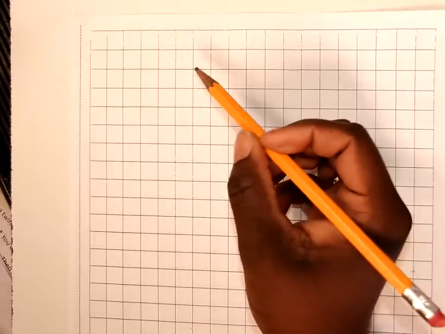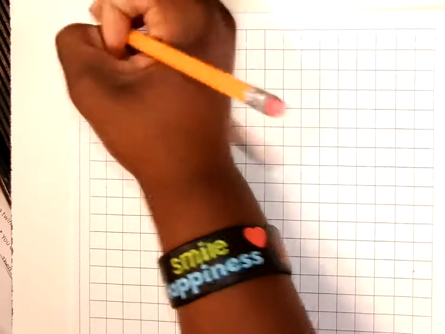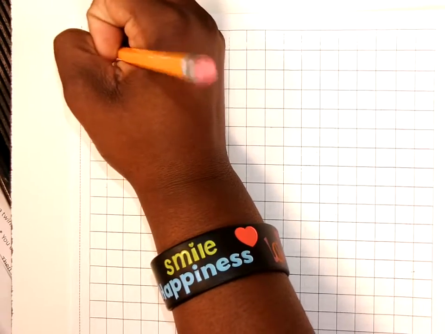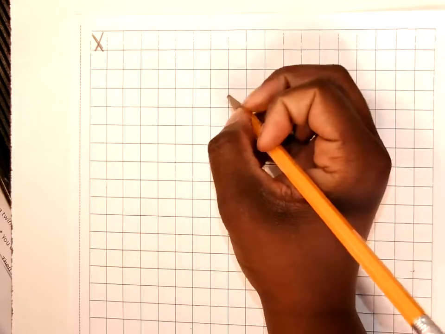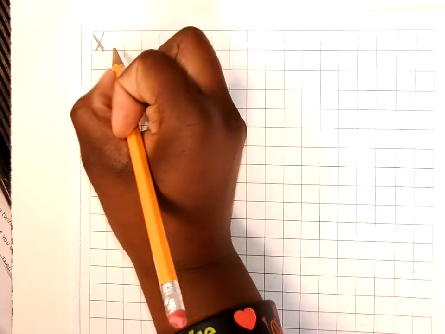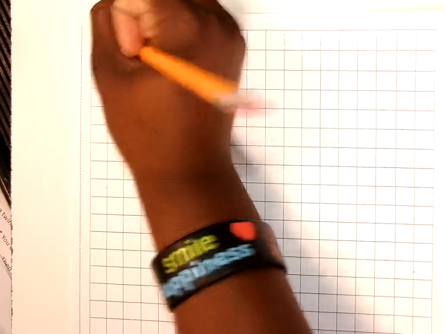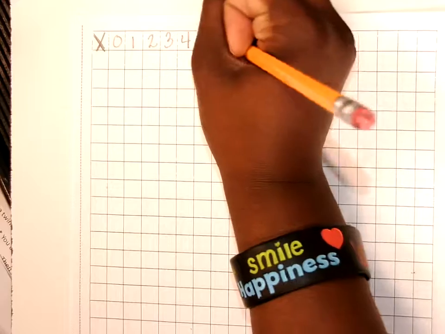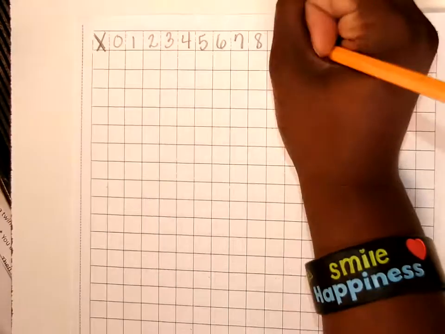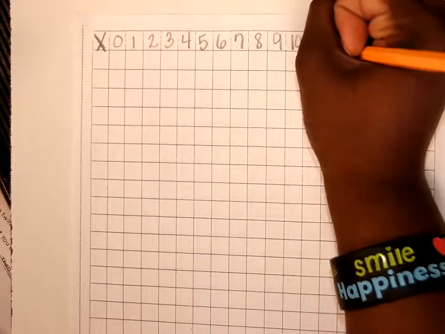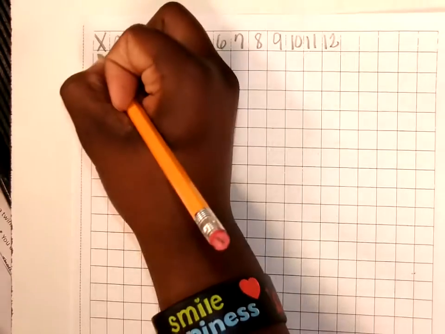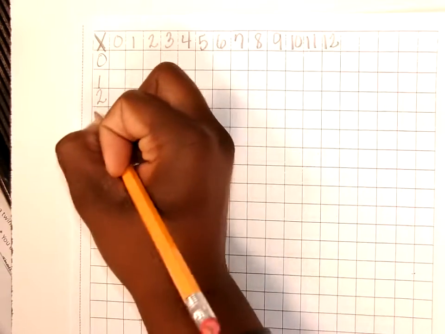The first thing you do when we're creating the multiplication chart is we put an X in the top left corner. Okay? That means for times. And then from then on, we put in 0 through 12. Okay, that's horizontally. Now we're going to do vertically beneath the X, 0 through 12.